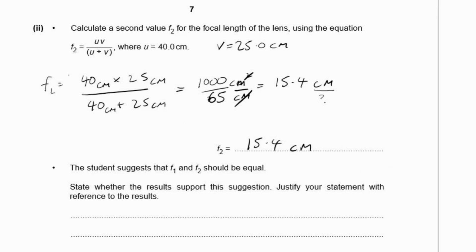Why is it 15.4? Well, because this is actually 40.0 and this we can put in 25.0, we could leave it as 25, doesn't matter. We get 3 significant figures and 2 significant figures. We can go with the 3 significant figures there.